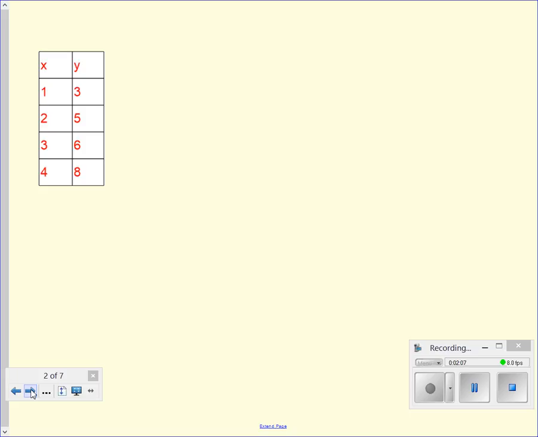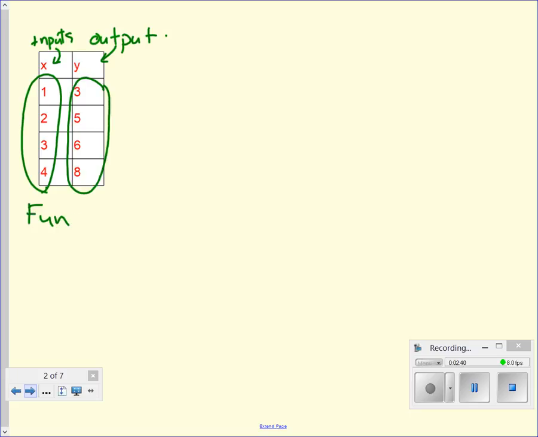So let's take a look at another set of ordered pairs that I've pre-made. So in this case, every one of my inputs has a corresponding output. Inputs, outputs. So for every one I put in, I get 3, 2, 5, 3, 6, 4, 8. Because each one of these only has one dependent value, this is defined as a function. So my ordered pairs are 1, 3, 2, 5, 3, 6, and 4, 8. So they're all corresponding together.